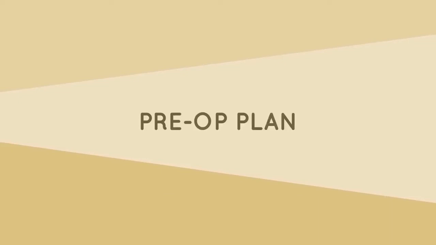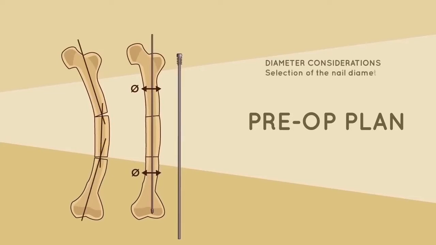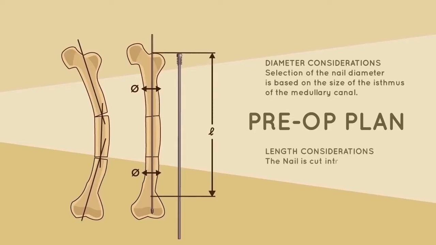Pre-op plan. The open osteotomy technique will be described. For percutaneous approach, please consult the surgical technique guide. Diameter considerations. Selection of the nail diameter is based on the size of the isthmus of the medullary canal. Length considerations. The nail is cut intraoperatively based on the length of the rectified bone.